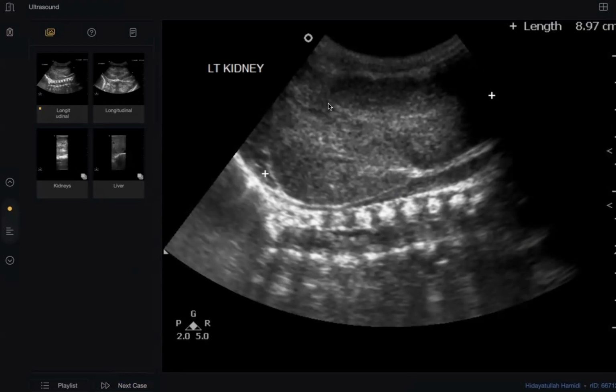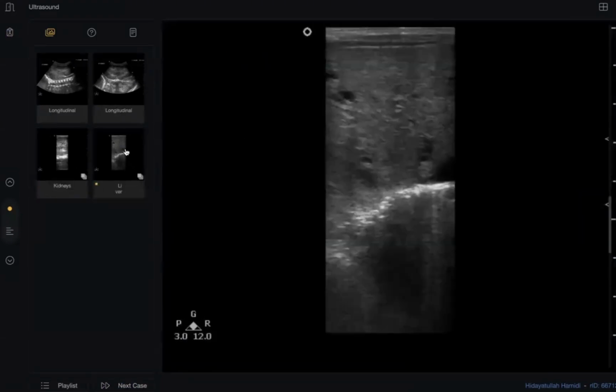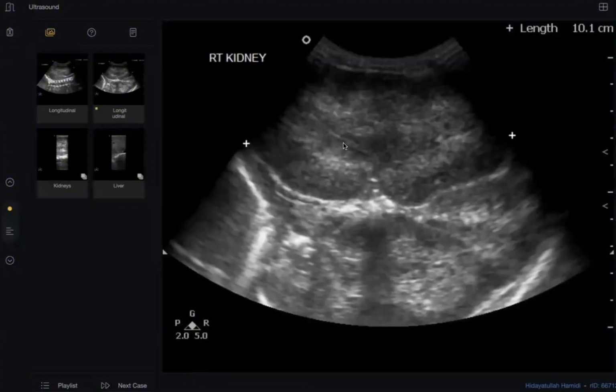Look here. What is this? What is the name of this organ? It's a pelvic kidney. Excellent. What happened to this kidney?